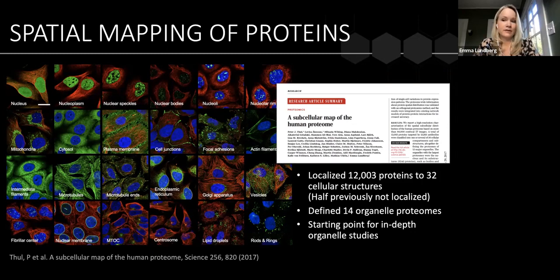At this point, half of these proteins, their location was not known in databases such as UniProt. So it's a rich resource of basic biological information. And based on this, we could define organelle proteomes, and we're still today using this data set as a starting point for in-depth cell biology studies, because images are very rich in information, and I'll get back to that later.